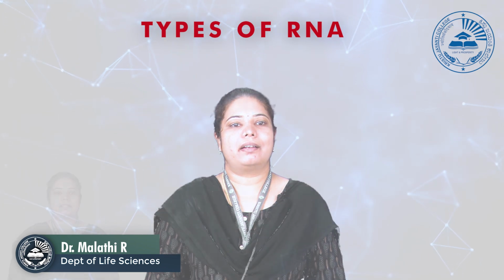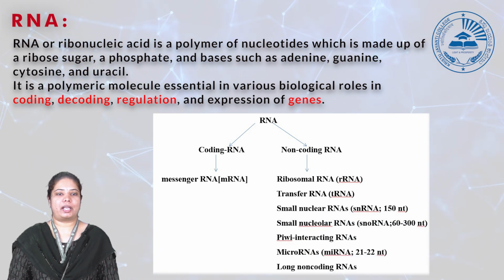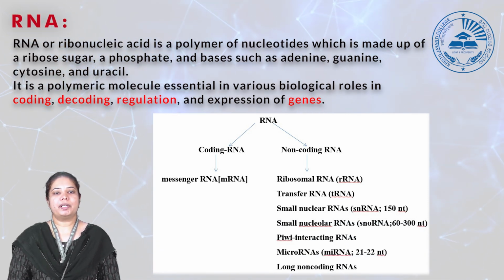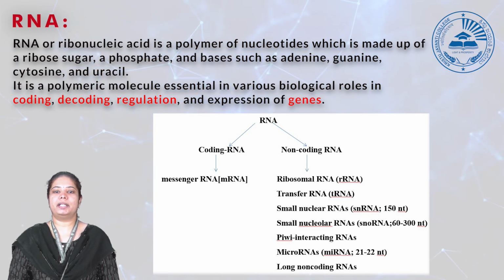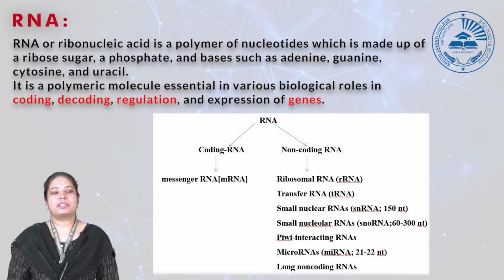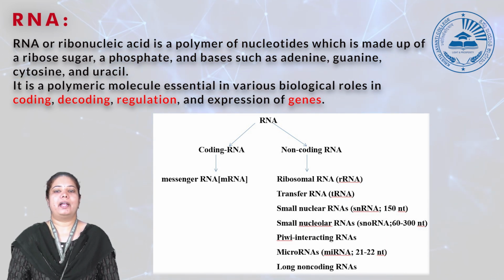In general, RNA is a polymer of nucleotides made up of ribose sugar, phosphate and bases such as adenine, guanine, cytosine and uracil. It's a polymeric molecule essential for different biological roles, which include coding, decoding, regulation and gene expression. It is a very stable molecule when compared to DNA, and this is very useful for synthesis and expression of new genes, which includes expression of different proteins.